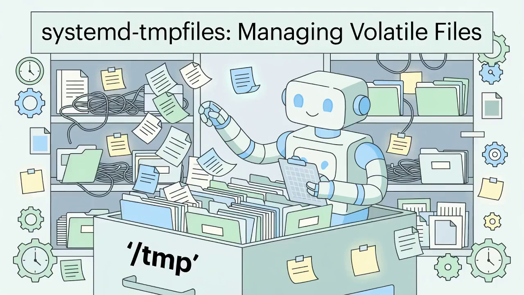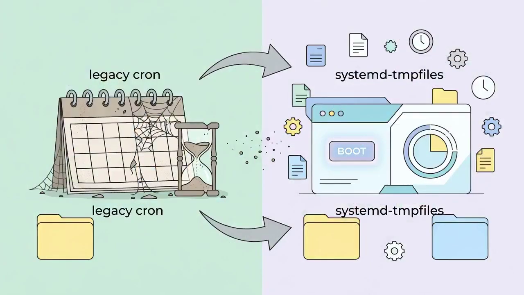Meet systemd-tmpfiles, your system's tireless librarian for volatile data. It sweeps, sorts, and shelves the temporary files and directories that your operating system and applications constantly create. Systemd-tmpfiles is a systemd service that creates, removes, and cleans up temporary files and directories at boot, and runs periodically to sweep stale data away.